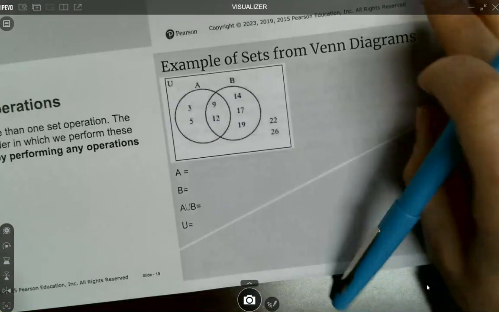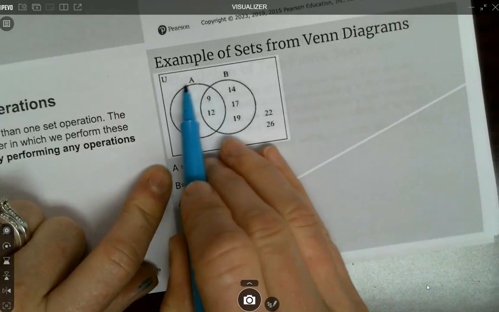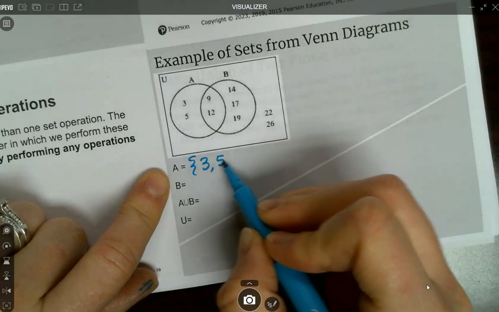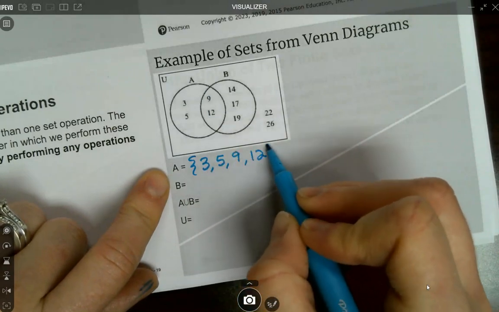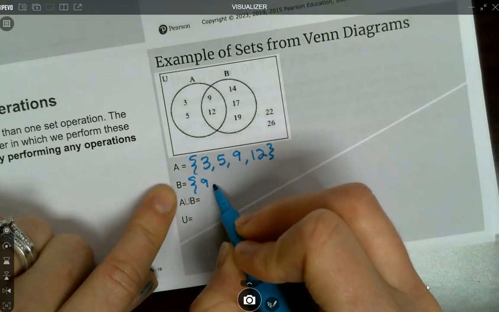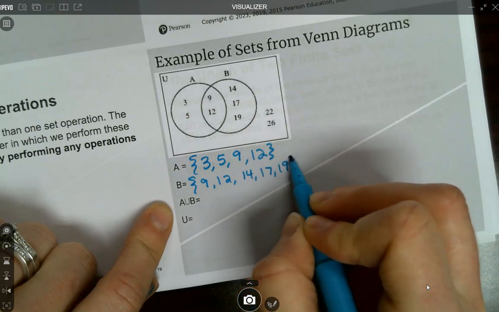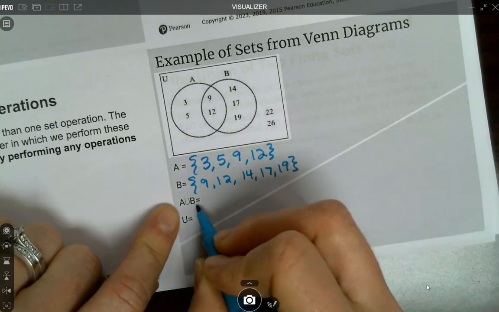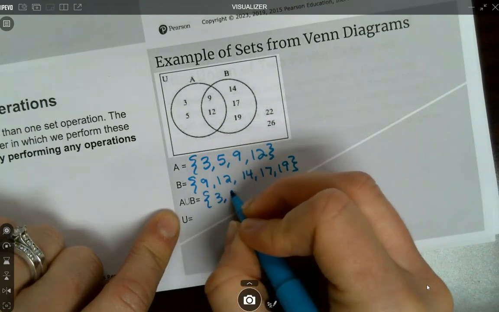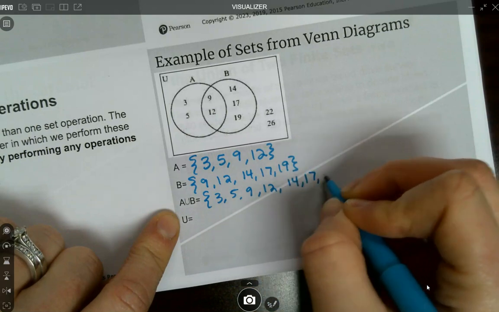Here is an example. Let's find out what A is. A is everything inside the circle, so 3, 5, 9, and 12. B is 9, 12, 14, 17, 19. The union of them is everything together: 3, 5, 9, 12, 14, 17, 19.